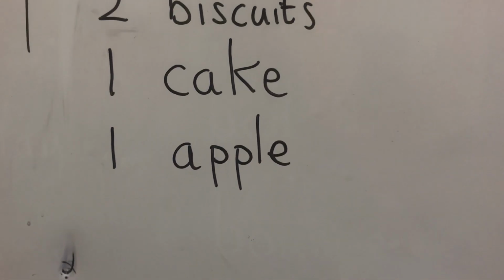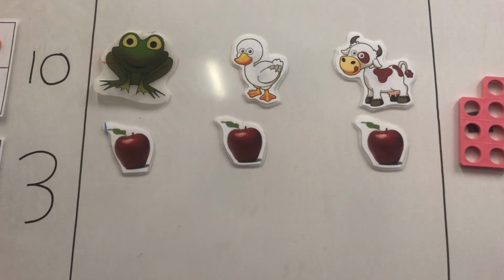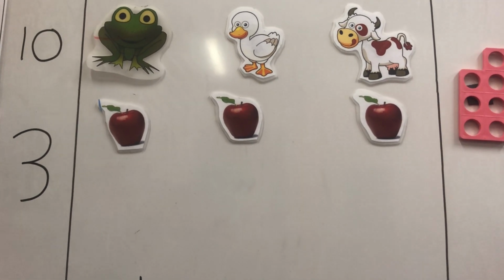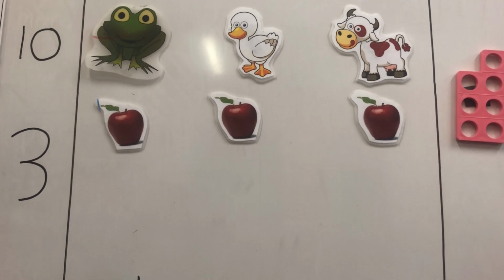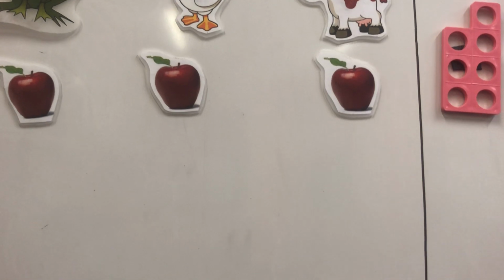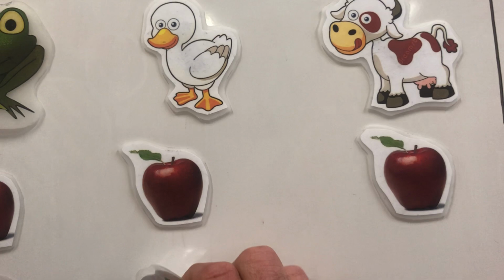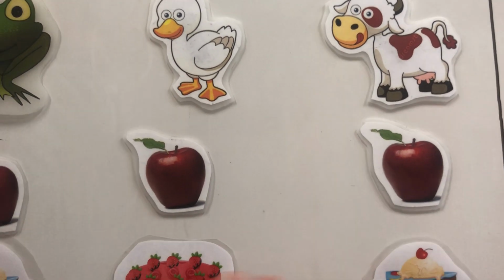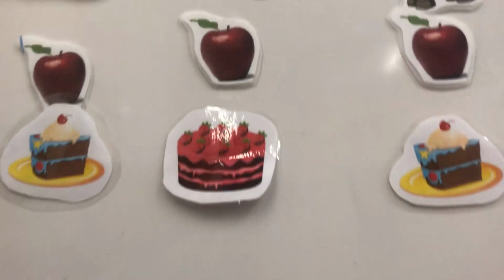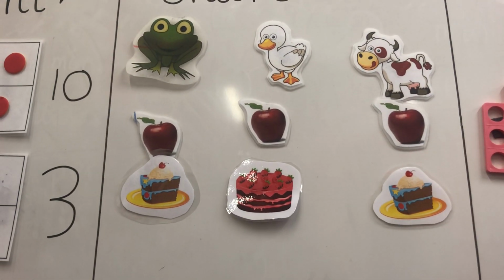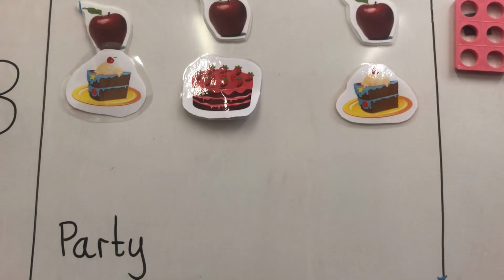Okay, next. 1 cake each. If I give them 1 cake each, how many cakes do I need? 1 cake each. Let's see, 1 cake each. One cake each. That's 3 cakes. Fantastic. The last one, 2 biscuits each.